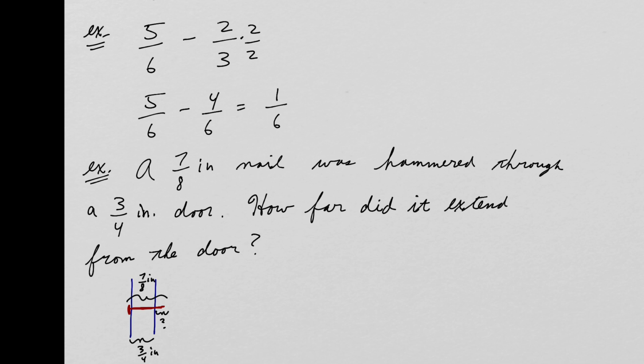So really, this is going to be 7/8 minus 3/4. Now I need to write both fractions as equivalent fractions with the same lowest common denominator. In this case, what is the lowest common denominator? Well, it's the smallest number that 8 and 4 will go into evenly, and that is 8. I can correct the 3/4 by multiplying by 2/2. So this is really 7/8 minus 6/8, and that's equal to 1/8.